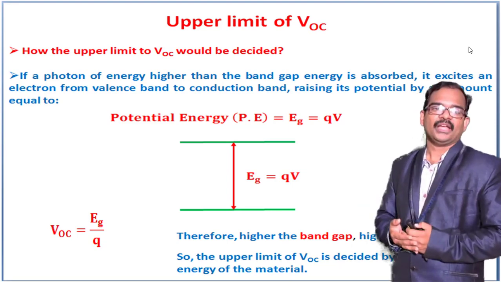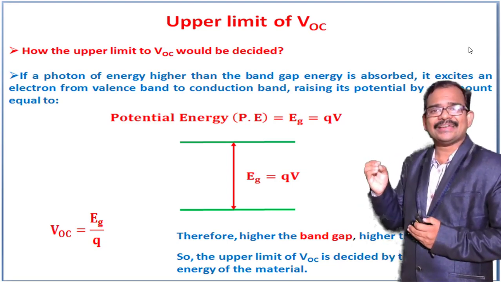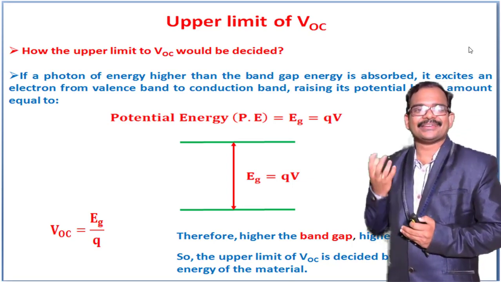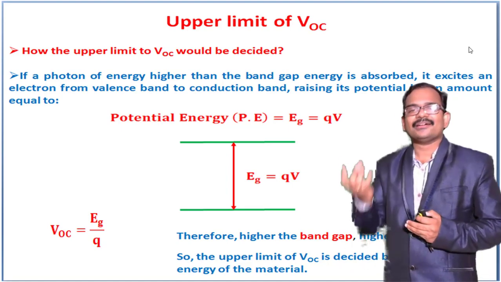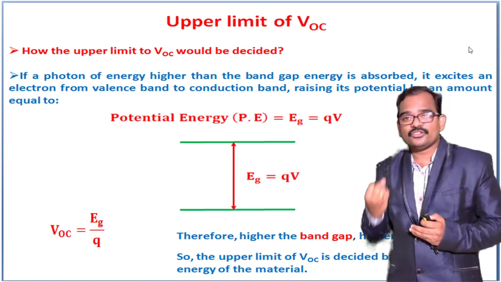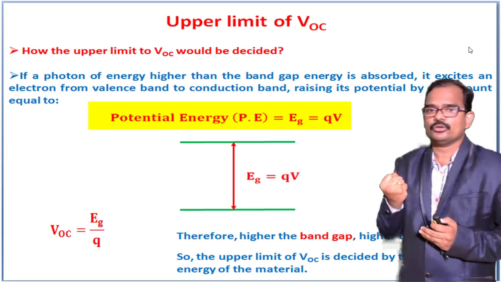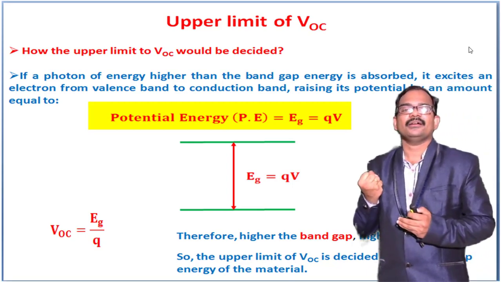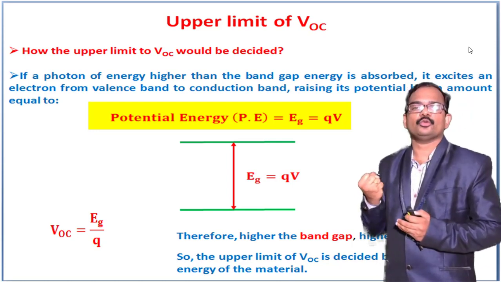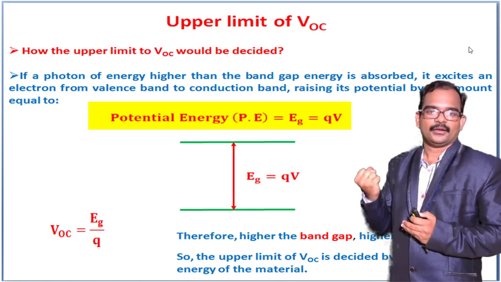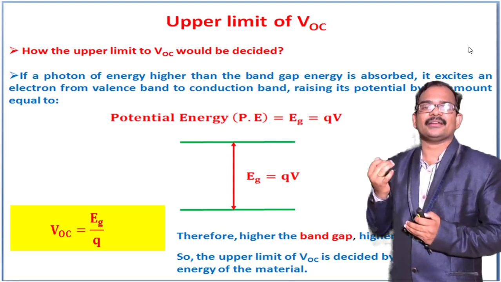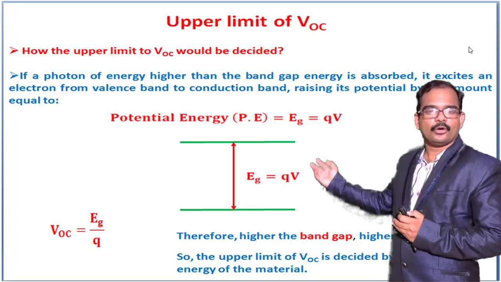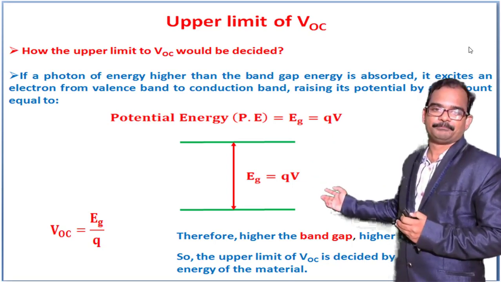If a photon of energy higher than the band gap is absorbed by the material, it excites an electron from the valence band to the conduction band, raising the potential by an amount equal to Q into V. Therefore, the potential energy or the band gap, that is Eg, is equivalent to Q into V, right? And this VOC is nothing but Eg by Q, that is, the open circuit voltage is the ratio of band gap by the charge of an electron.